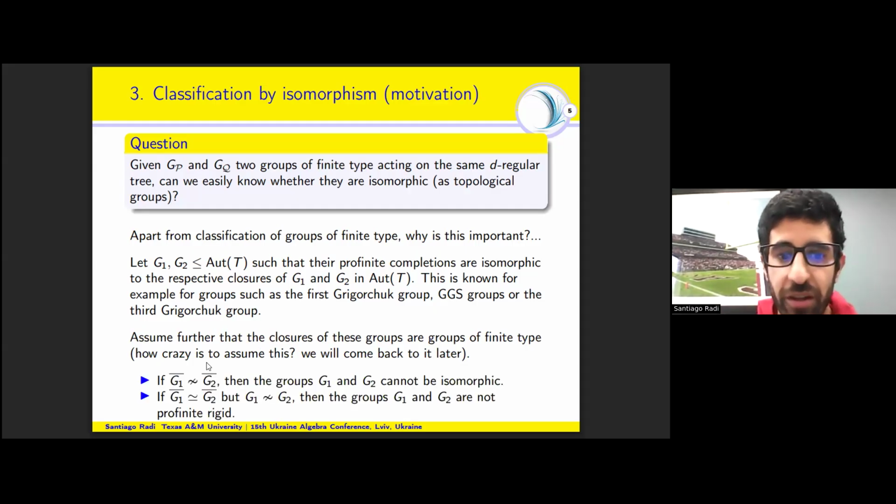Okay, so if we have that the closures are not isomorphic, that implies, because we're assuming these are their profinite completions, that the profinite completions are not isomorphic. So in particular, the abstract groups we started with are not isomorphic. But on the other hand, if the closures are isomorphic, so the profinite completions are isomorphic, and we somehow find another way to prove that the groups are not isomorphic, that implies that the groups are not profinite rigid. So even proving that the closures are or are not isomorphic, we still obtain valuable information. So these are two other motivations to study this.